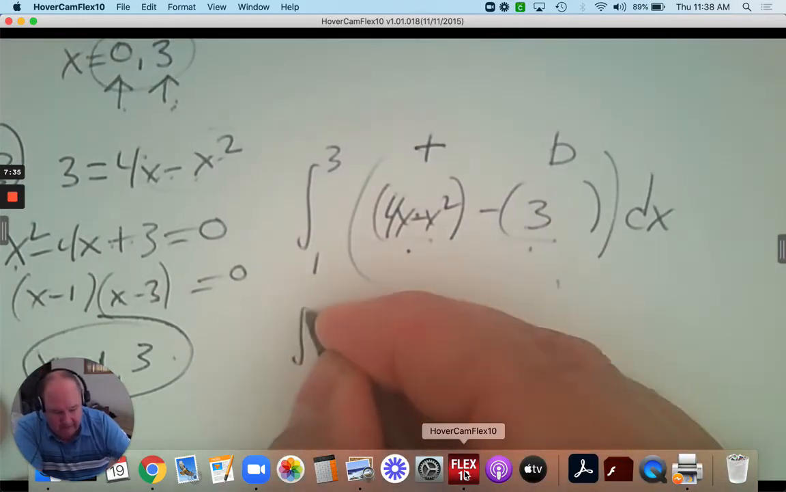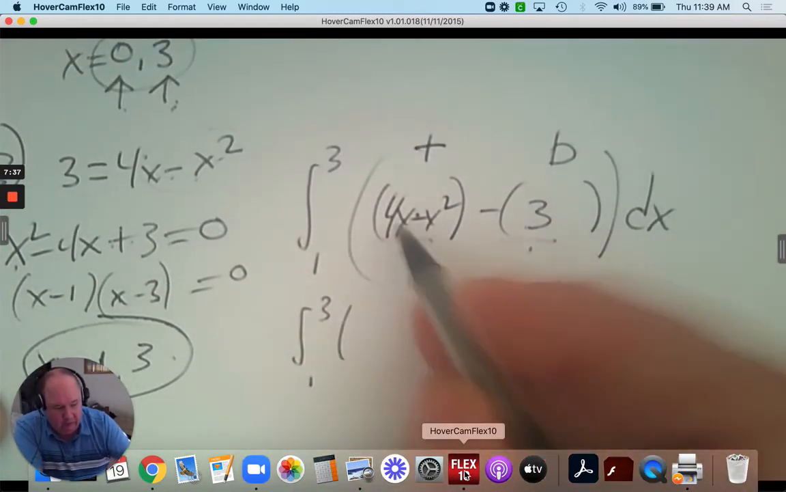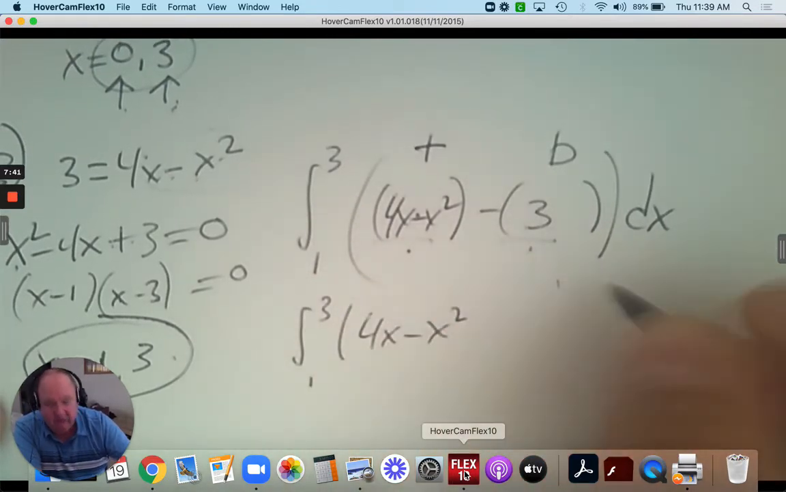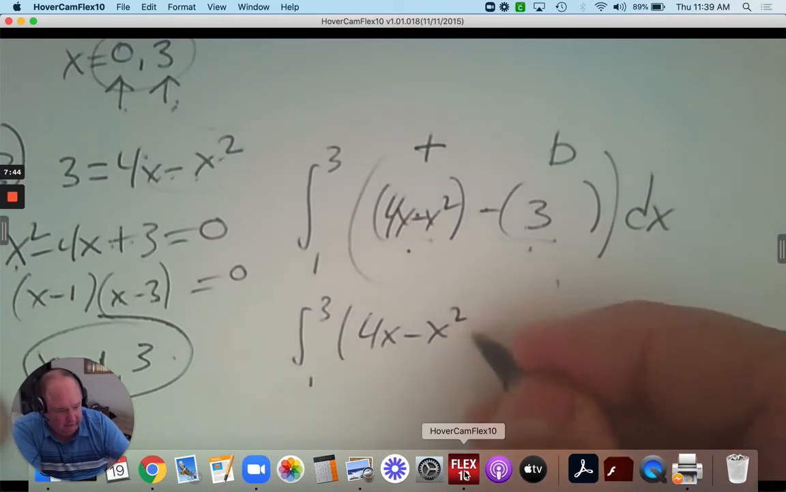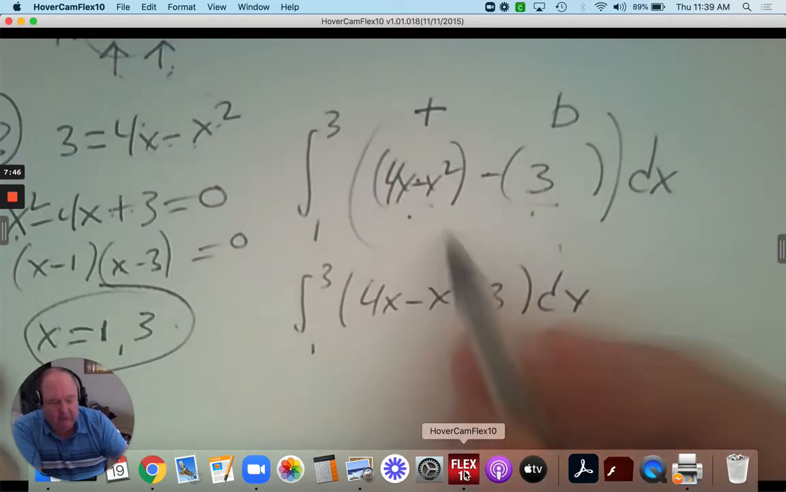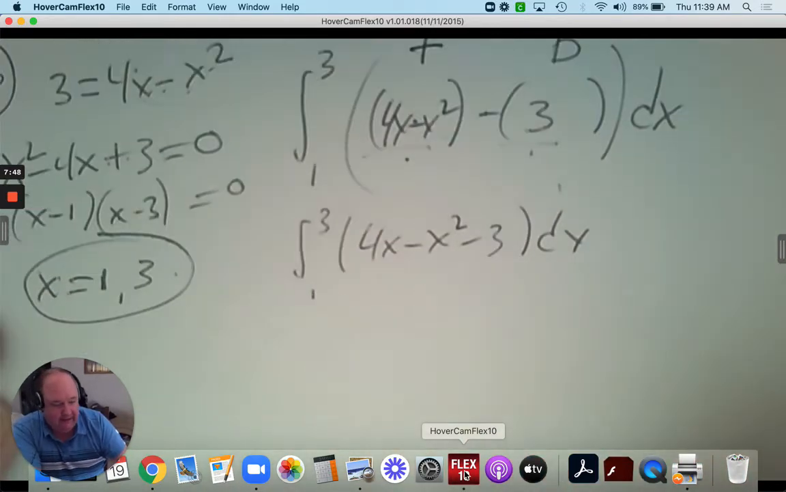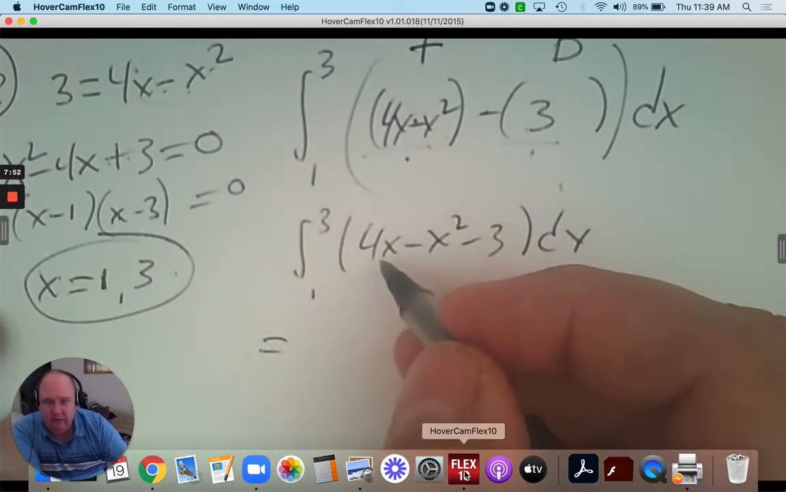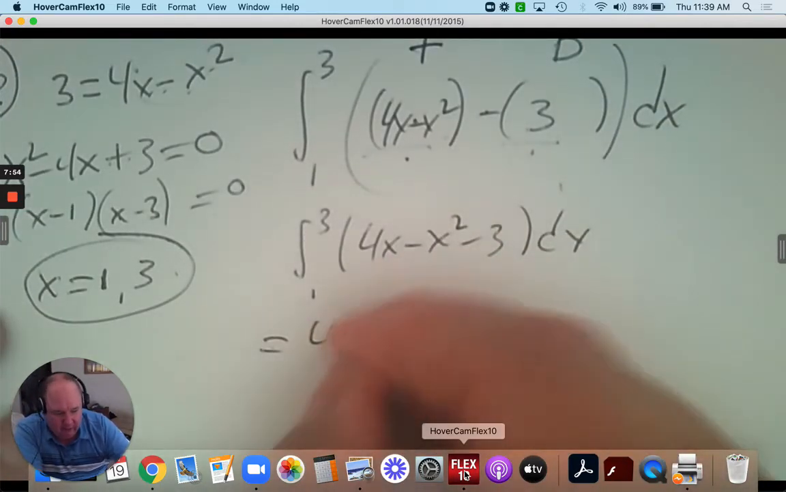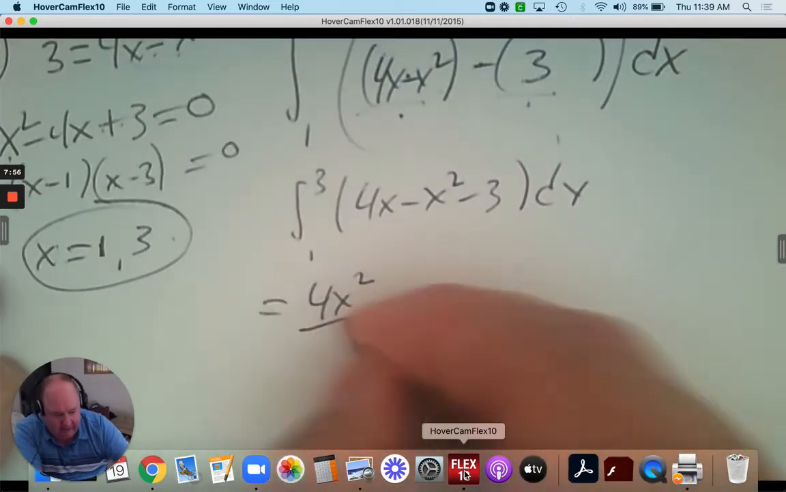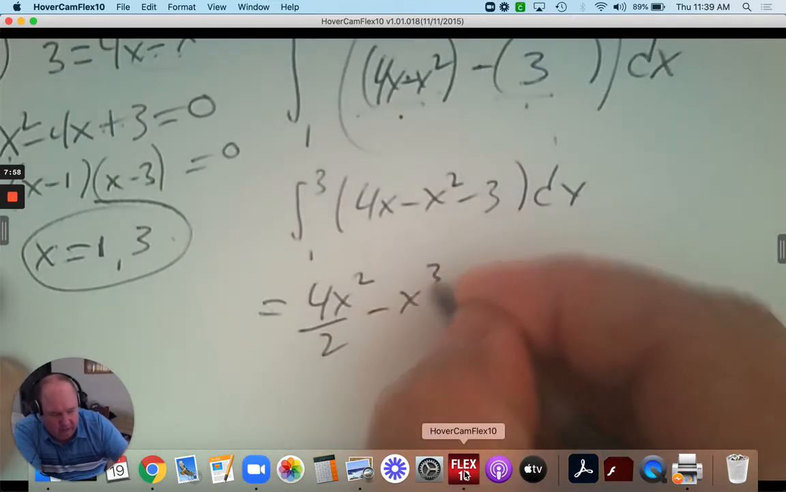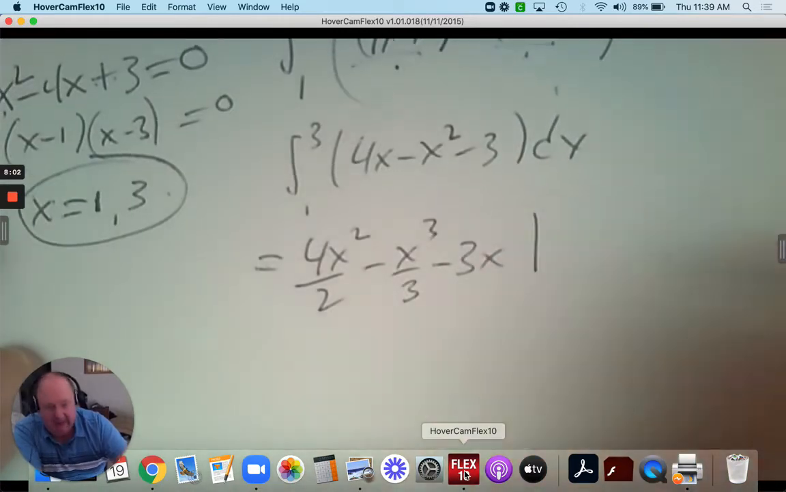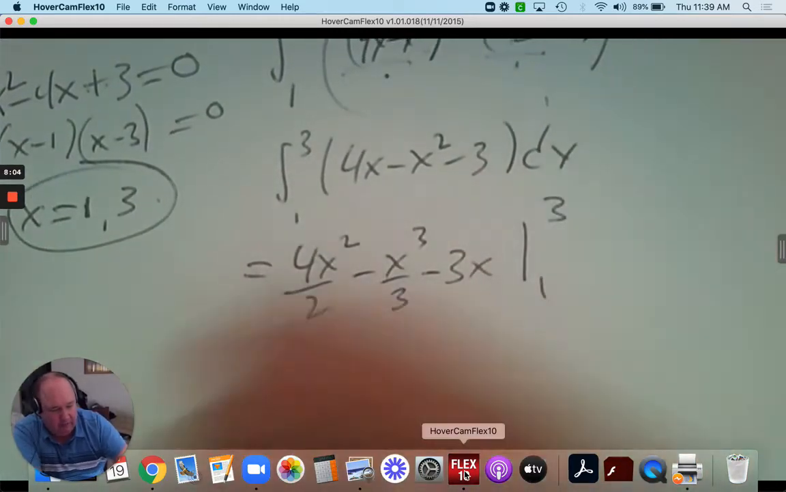So now I am going to simplify it. So I have 4x subtract x squared, order doesn't matter, subtract 3. So I simplified within it. And then I'm going to integrate each one. Now how do you integrate again? These are simple power rules. What does that mean? You add 1 to the exponent and divide. And -3 would just be -3x. And I'm integrating from 1 to 3.